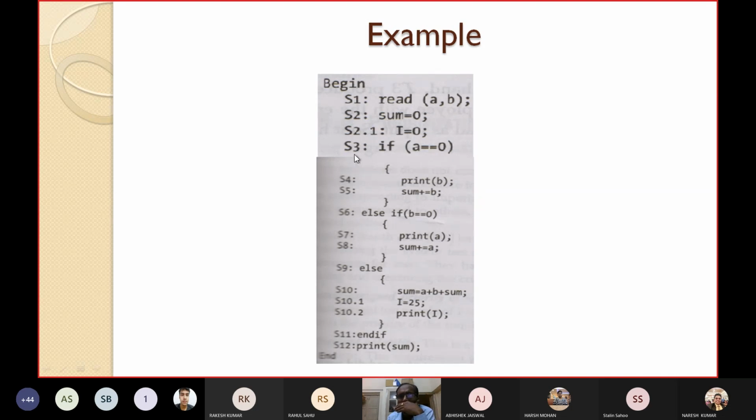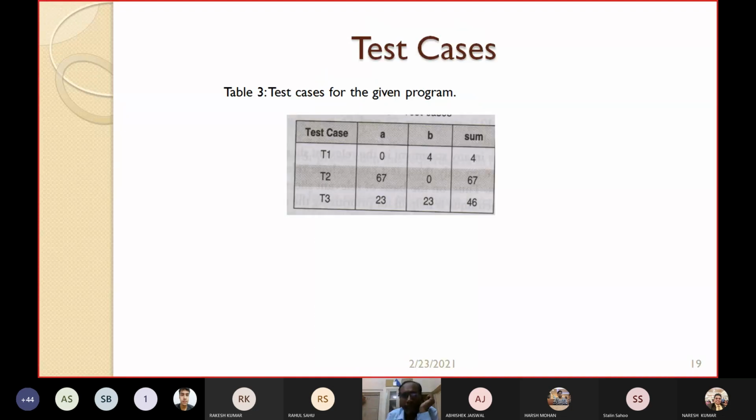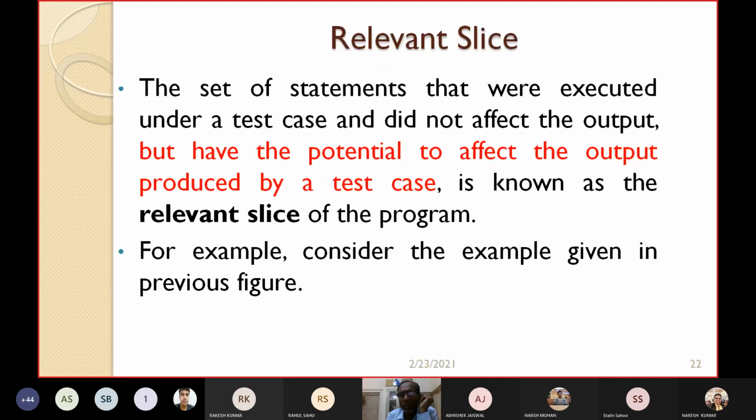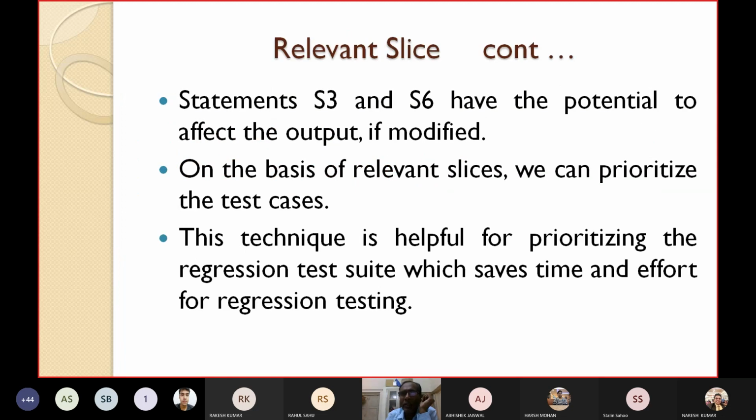But there is a possibility, if you change S3 and S6, suppose A is equal to 5 or A not equal to 0 and B not equal to 0, then the whole output will be affected. So they will be included in the relevant slice. These statements S3 and S6 are currently not executing, but they have the potential. They have not currently affected the output, but they have the potential to affect the output if they are modified.